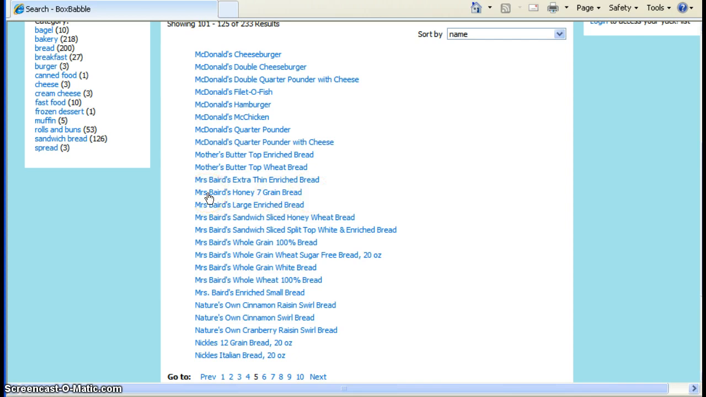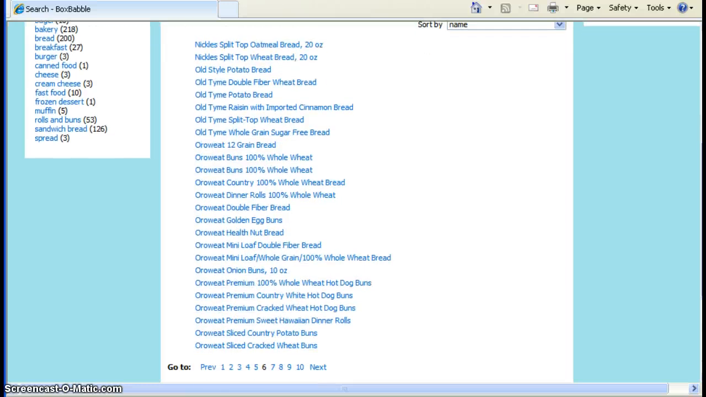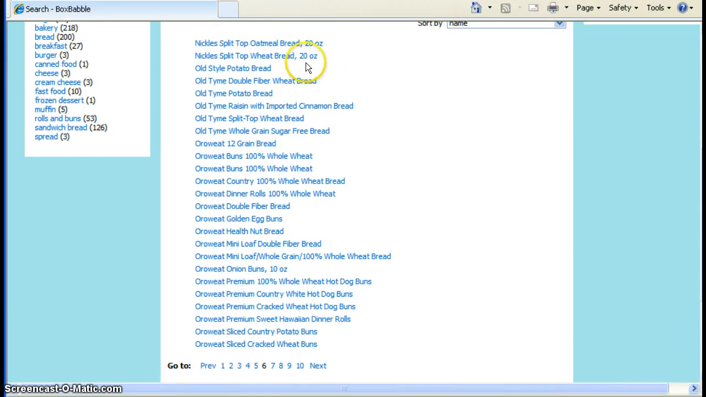Unfortunately, I've eaten that and Mrs. Baird's. Mrs. Baird's brand, extra thin bread, 7-grain bread, enriched bread, sandwich honey bread, split top white and enriched bread, 100% bread, whole grain, wheat sugar-free bread. A lot of Mrs. Baird, Nature's Own. That's a famous brand, isn't it? Don't know any of these that I know of. Nichols Old Time or a wheat.